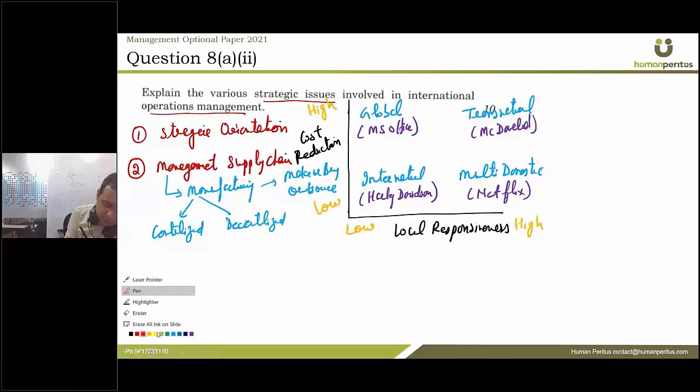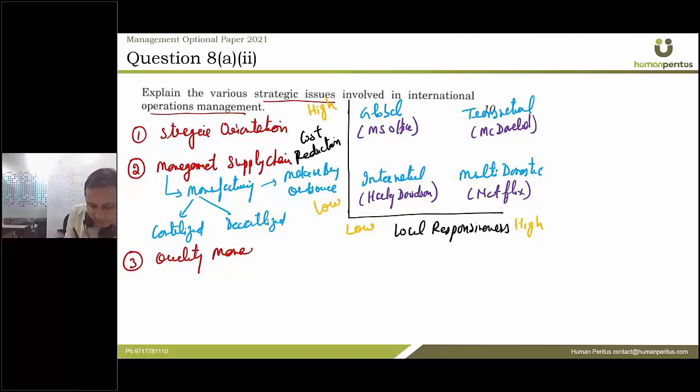Another strategic issue, especially for operations management, is your quality management. See guys, drugs which are produced, sold and consumed in India, sometimes they are not accepted in USA because the FDA has got different quality standards for those drugs. So you also need to vary the quality of the product as you go from one country to another country. Then there can be other considerations as well.